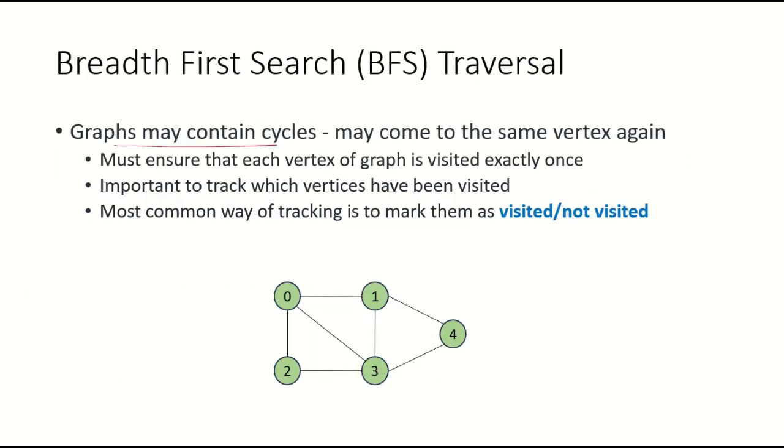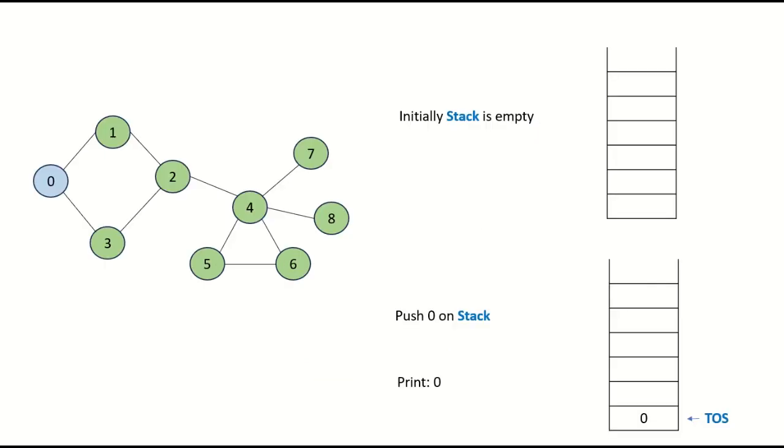Also, since graphs may contain cycles, there is a possibility that we may come to the same vertex again. So to make sure that each vertex is visited only once, we are going to mark these nodes as visited or not visited. So this is one example that we are going to take.